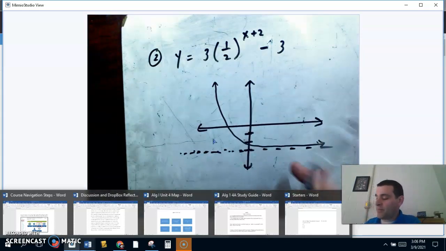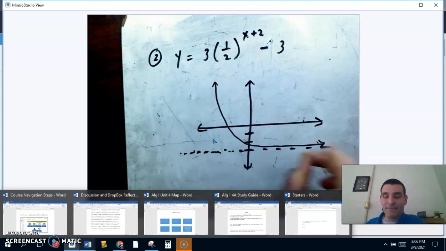The 2 did bump it slightly to the left. Again, we're not going to worry too much about that when we're freehanding. The 3 actually steepened the graph a bit. But the main features is, do you notice the decay? And do you know where that asymptote is?